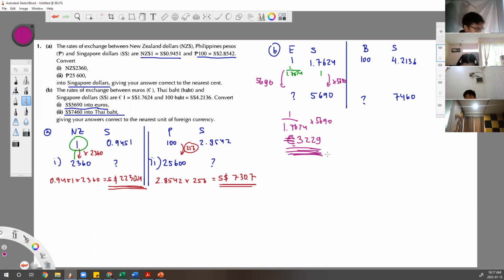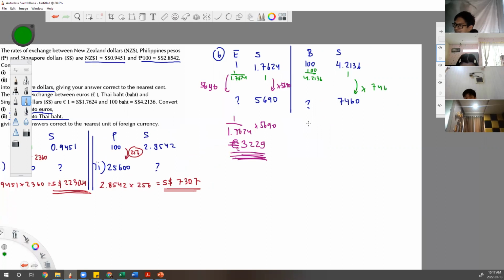Okay, next. How about this? It's the same. You make 1. So you divide by 4.2136, so 100 over 4.2136. And what next? You times by 7,460, right? Yang paling gampang, bikin 1 dulu. Ini unitnya, rate-nya, ratio rate-nya 1 per unitnya. Okay, so 100 divided by 4.2136 times 7,460.